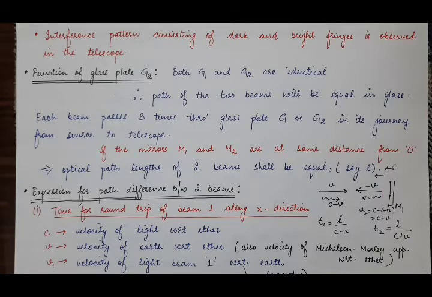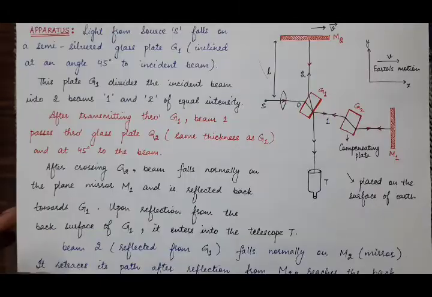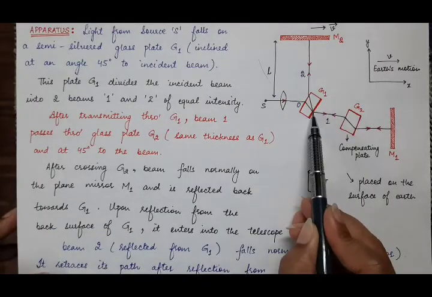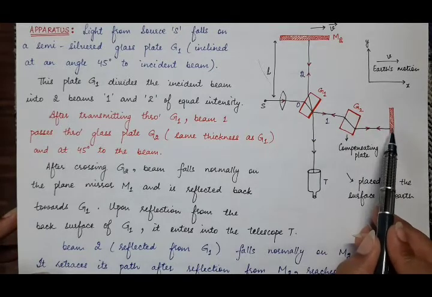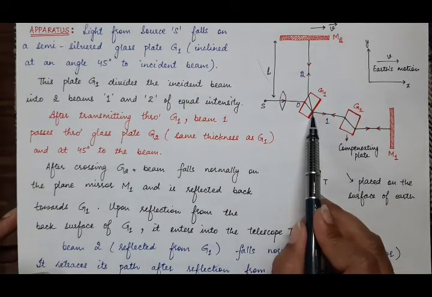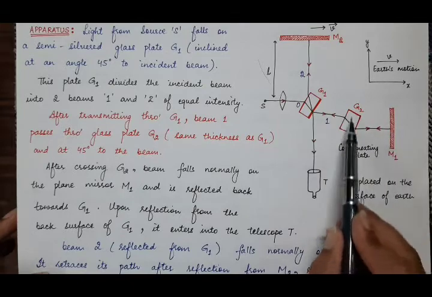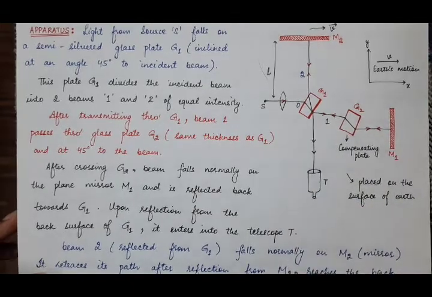So first we will calculate the time taken by beam 1 for the round trip along x direction. Round trip means from this point to this point M1, and then from M1 to again this point. What is the time taken by this beam 1?